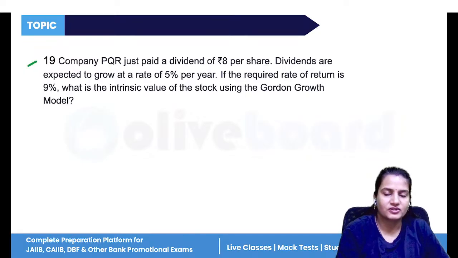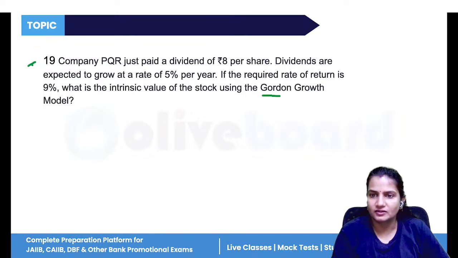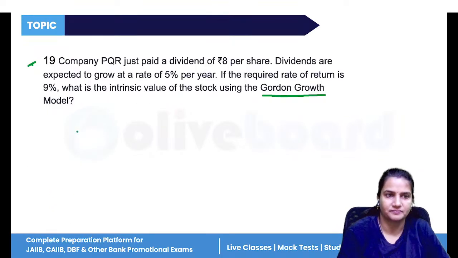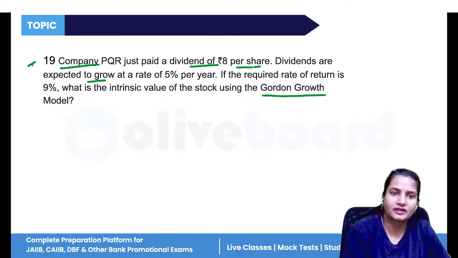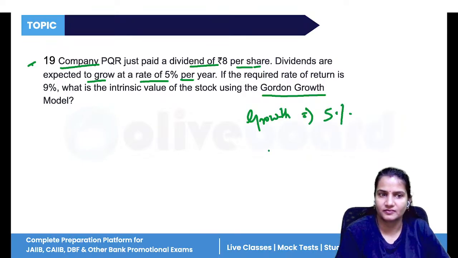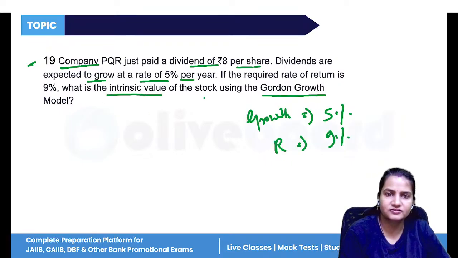Now, next question number 19. Again, it is a question on the Gordon growth model. 2 questions are there. Here is one question. The company PQR just paid a dividend of rupees 8 per share. Dividends are expected to grow at a rate of 5% per year. That is, growth is given as 5%. Now the required rate of return R is 9%, and you have to find the intrinsic value of the stock.